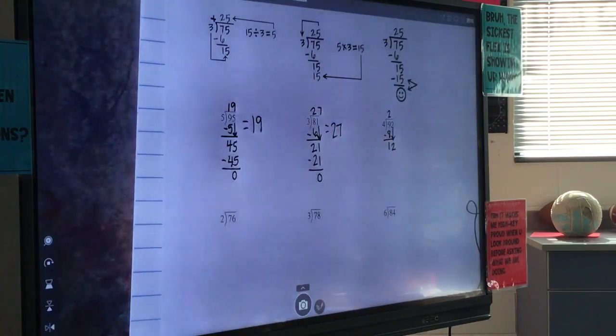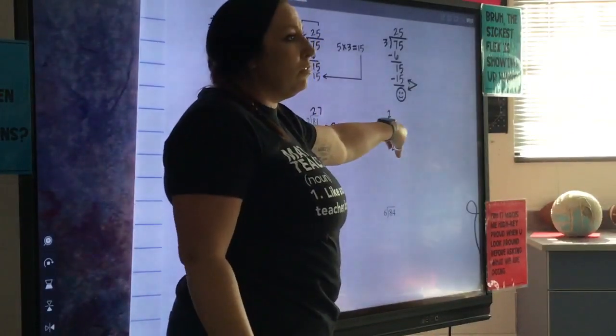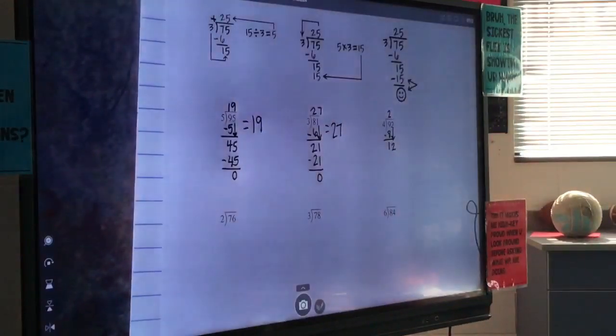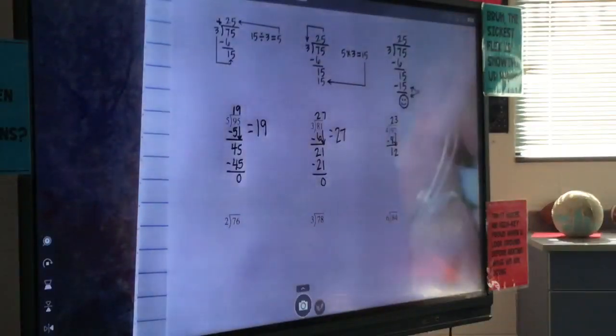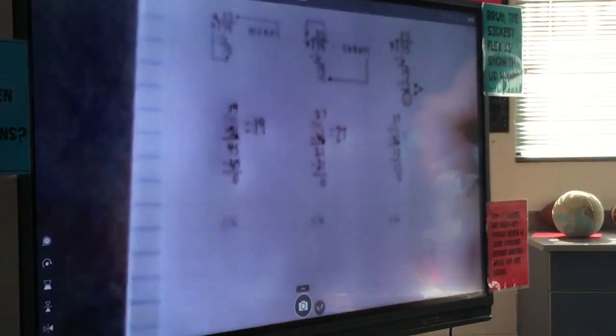Well, there's not a 0, but what do we have right here? An open place value, okay? So that is another reason. All right, what am I going to multiply 4 by to give me 12? Gracie? 3. All right, and then I have 0, so my answer is 23.